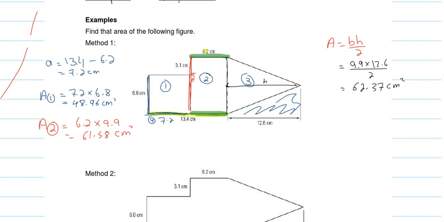Okay, now add them all together to find the area of the whole shape. 48.96 plus 61.38 plus 62.37 equals 172.71. And that would be your final answer.